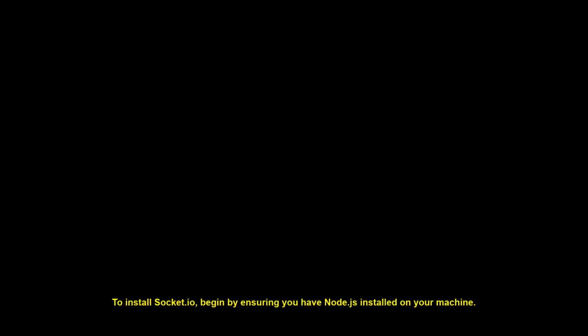To install Socket.io, begin by ensuring you have Node.js installed on your machine. You can download Node.js from the official website if you haven't installed it yet. Open your terminal or command prompt to start the installation process.